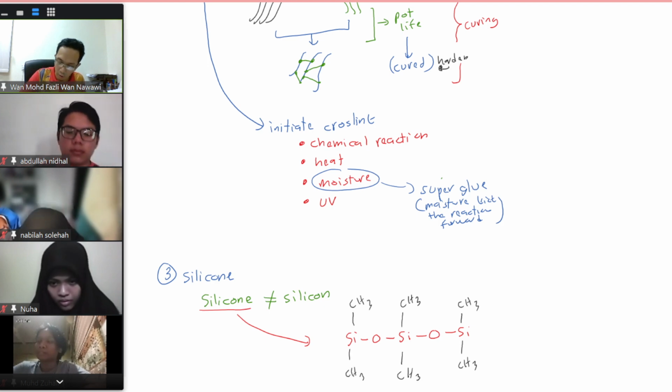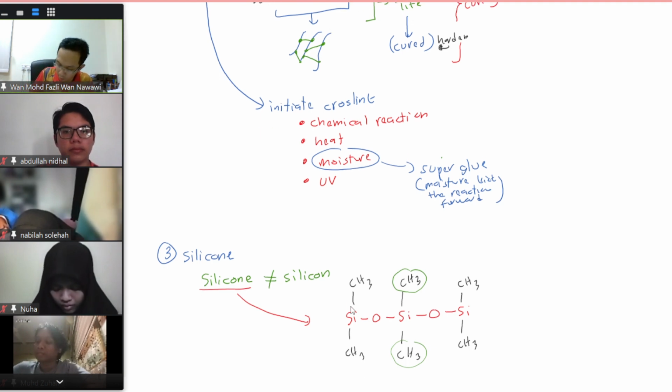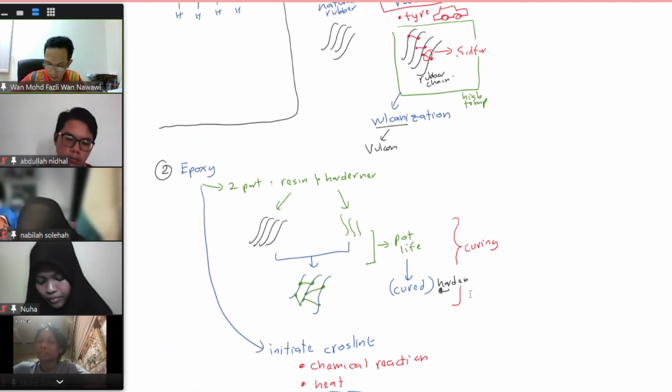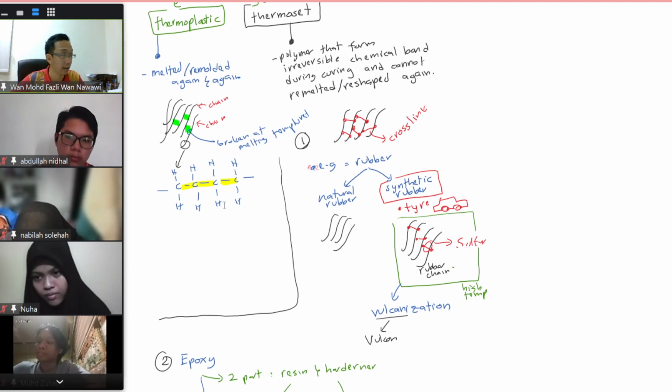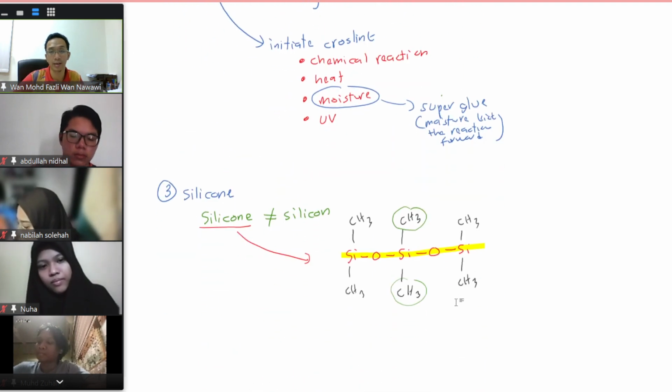this thing is normally organic. We call it the group here. It can be any other organic thing, CH3 or whatever else. But this is the backbone. The one that is silicon and oxygen is the backbone. Like polyethylene, like we learned before, you can see here, right? The CCCC, the one in yellow, is the backbone. Silicone is like this.